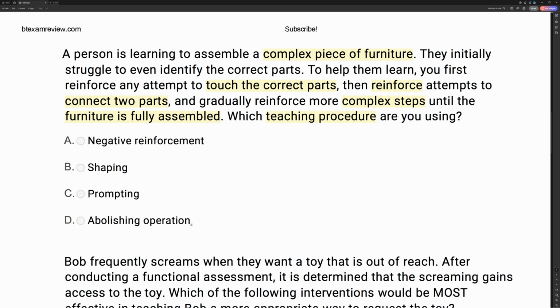Now, fluency is important because if you're fluent, you know D should never even be considered. If you're not fluent, you might start to talk yourself into answer D just because maybe it looks good. But we know it has nothing to do with this question. The teaching procedure you're using here is shaping. You're reinforcing approximations of the behavior until we reach that final terminal behavior.